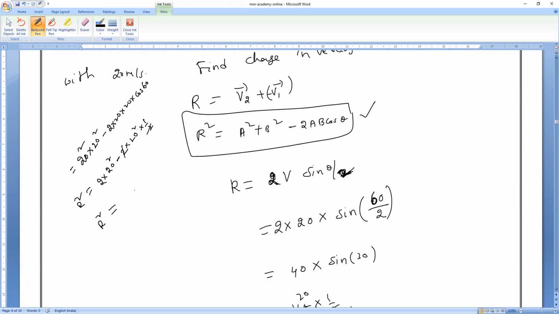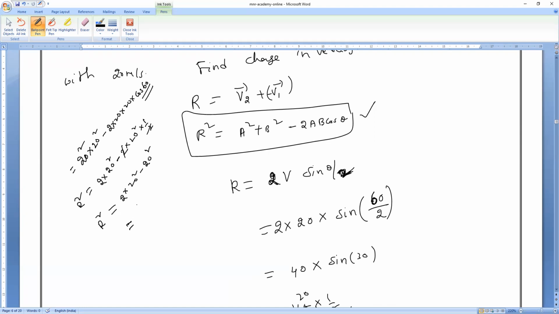Sir, nothing is coming. So 2 into 20, sir, we have to take 120 only, sir. Cos 60 how much? 1 by 2 only, yes? Yes, it is, sir, but we have to take 120, sir. Wait. 20 square and this is also 20 square. So what is the answer?